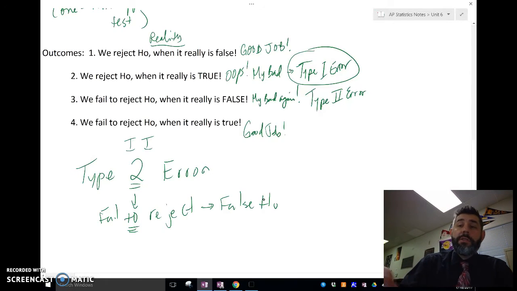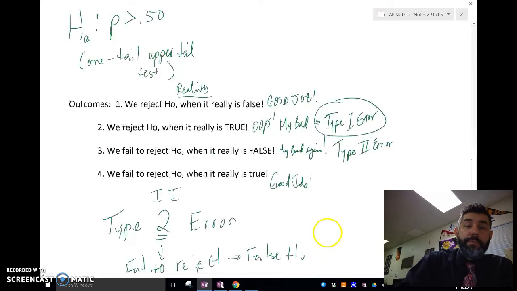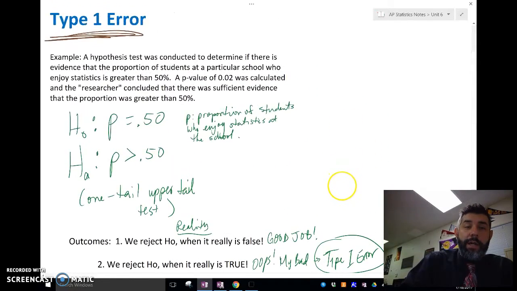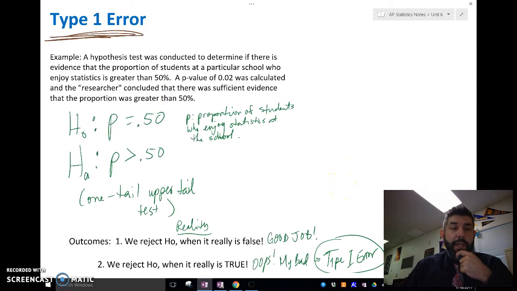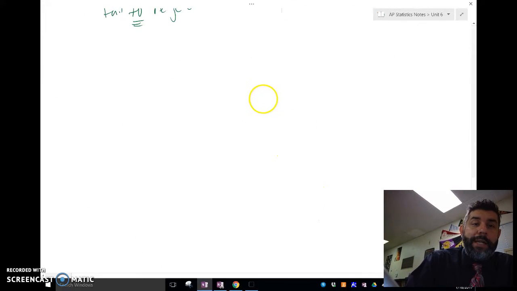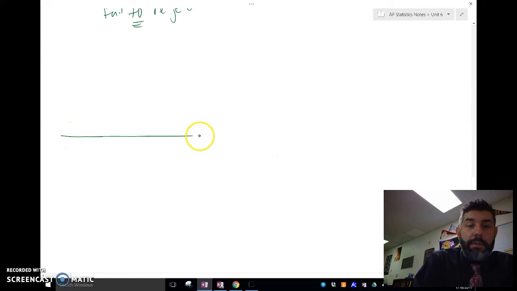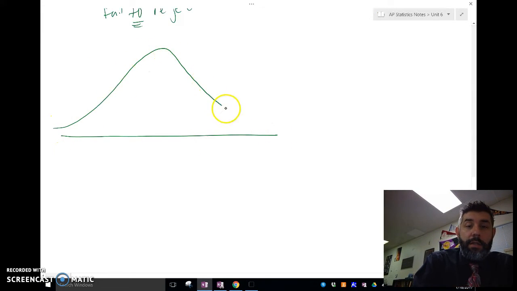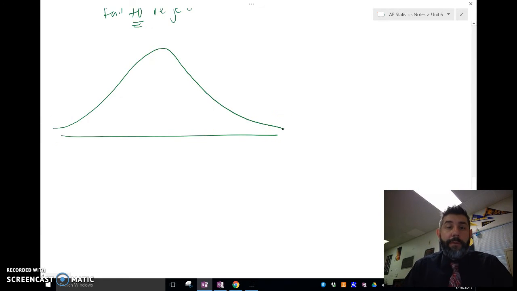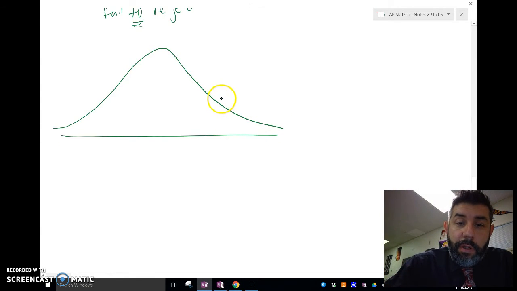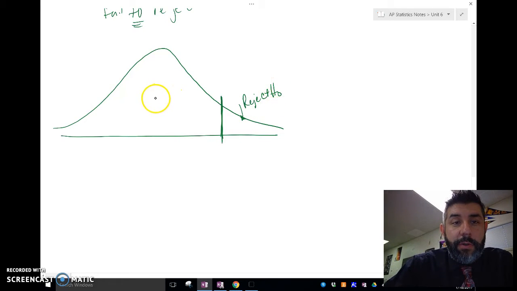So let's talk about type 1 error just a little bit more. One more thing before I go back to this scenario. Let's say I did my hypothesis test and I have my normal model. At some threshold, for a one-tail test, on this side of the threshold I'm going to reject the null, and on this side of the threshold I'm going to fail to reject the null.